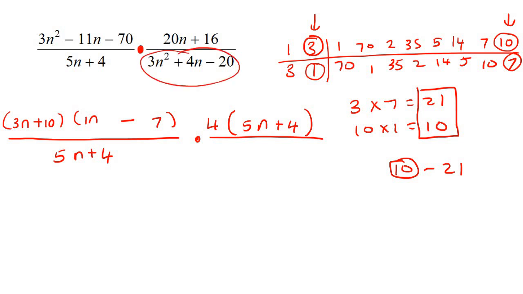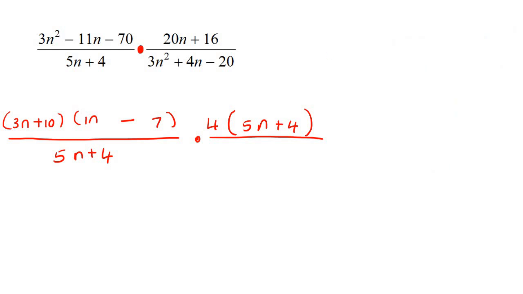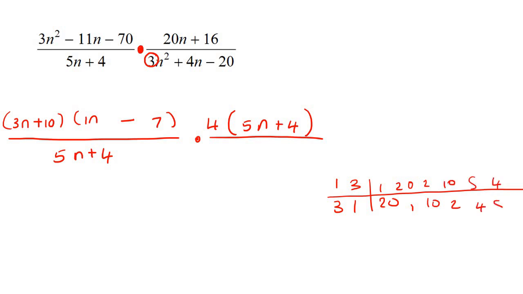For this one, we have to go do the same type of process because this number in the front is not a 1. So you have to go take all the factors of 3, which would be 1 times 3 and 3 times 1, and then all the factors of 20. So 1 times 20, 20 times 1, 2 times 10, 10 times 2, 5 times 4, 4 times 5. Okay, I'm going to run out of space.